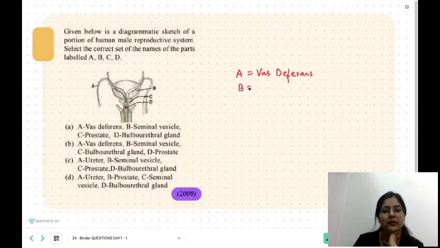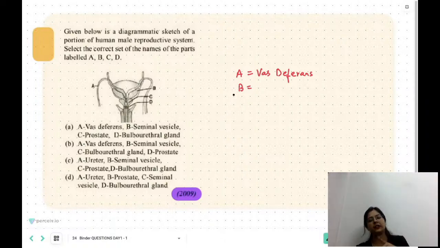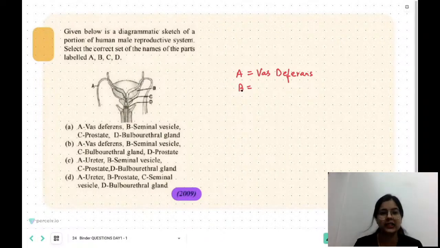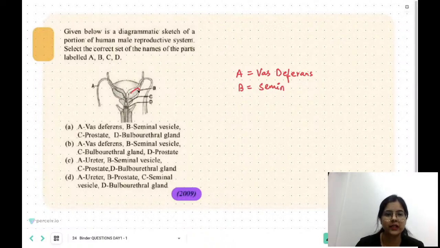B structure has also been indicated in the model which we have already seen, and that is your seminal vesicles, because these are paired. You can see there are two present here: one is this one and the other is this one over here. There are two in total. That is why B represents your seminal vesicle.